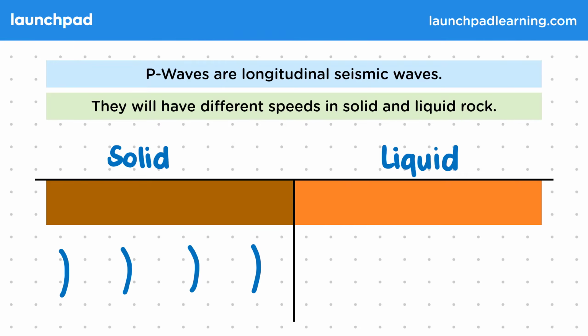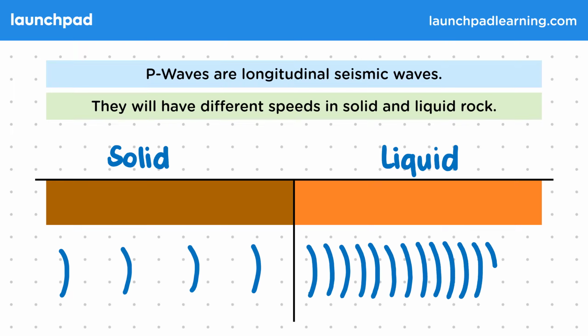When this wave crosses the boundary between solid and liquid, it will slow down. We can show this by drawing a wave with a shorter wavelength. Since the frequency of the wave doesn't change, the speed decreasing means that the wavelength decreases. Now let's look at the other type of seismic wave.